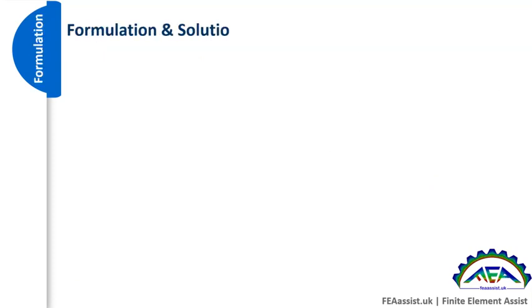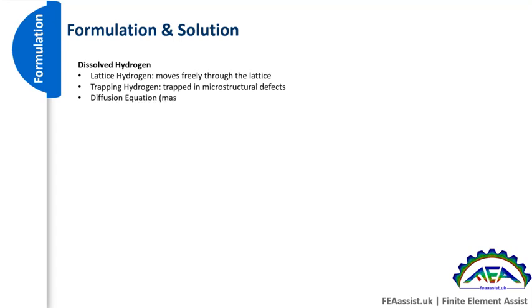Let's talk about formulation and solution. Total dissolved hydrogen in the material can be decomposed into two parts: lattice hydrogen, the part of hydrogen atoms that can move freely through the lattice, and trapped hydrogen, trapped in microstructural defects. So first let's talk about the diffusion equation, mass conservation, or Fick's law.